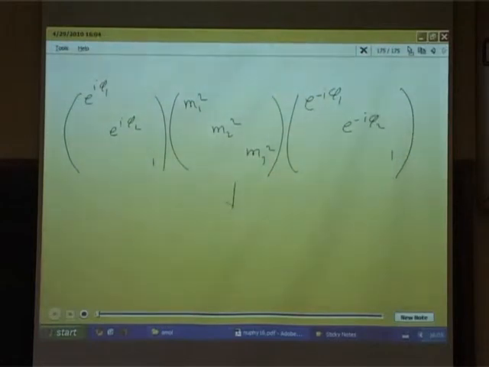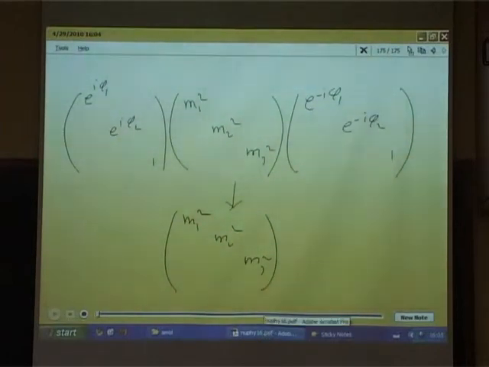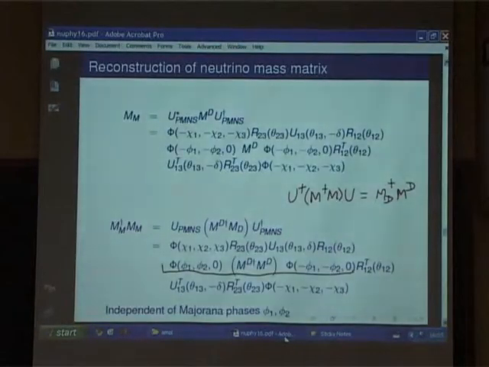So what is this multiplication giving me? Everything else, I just get M1 square, M2 square, M3 square. So this phi dependence cancels. What does that mean? That means that in M dagger M, there is no dependence on diagonal phases.